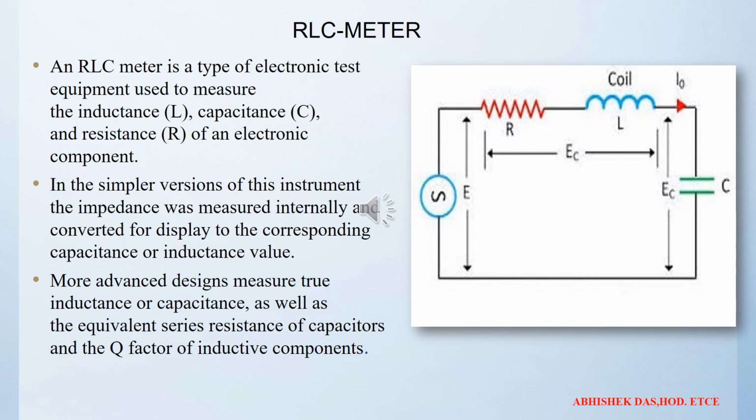Now the RLC meter. RLC meter stands for resistance, inductance and capacitance. In the simple version of the instrument, the impedance was measured internally and converted for display to the corresponding capacitance or inductance value. More advanced designs measure true inductance or capacitance as well as the equivalent series resistance of capacitors and Q factor of inductive components.